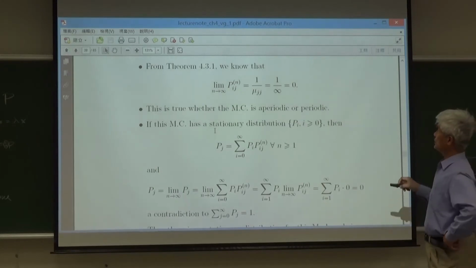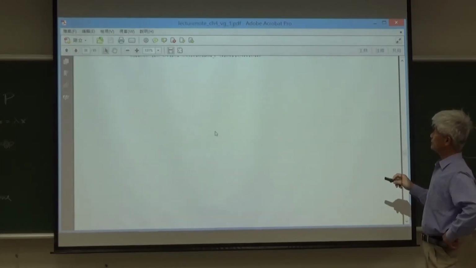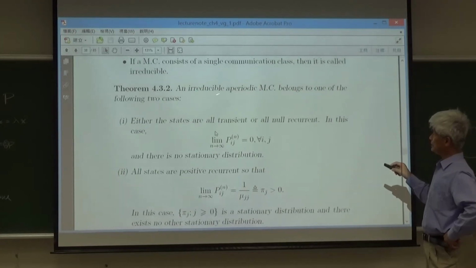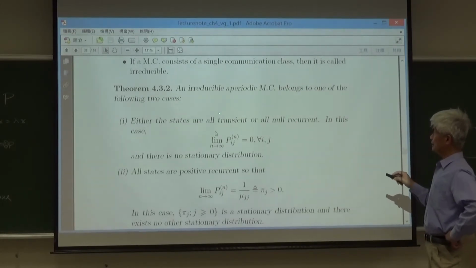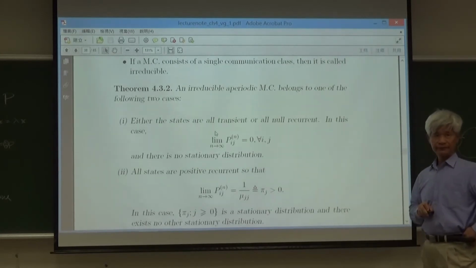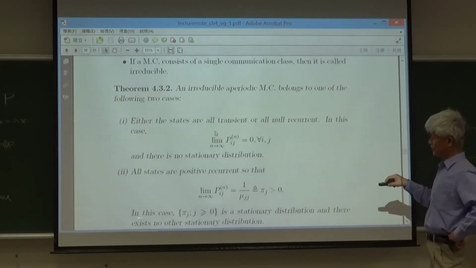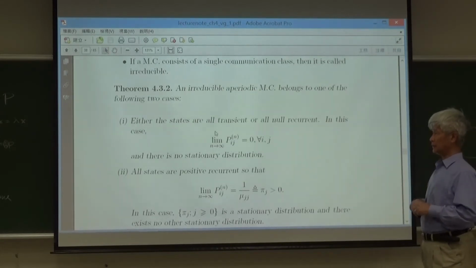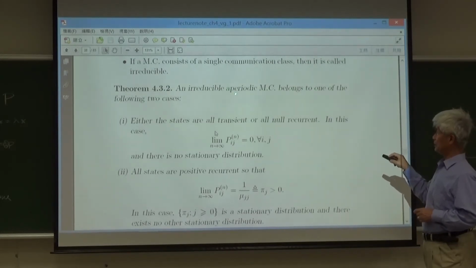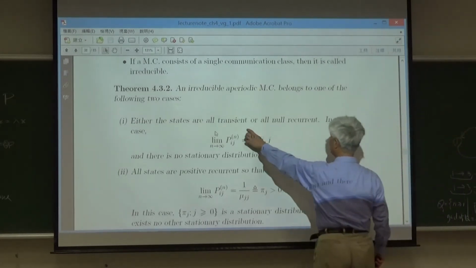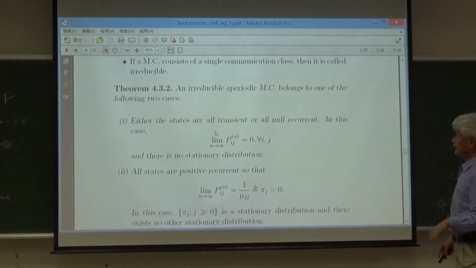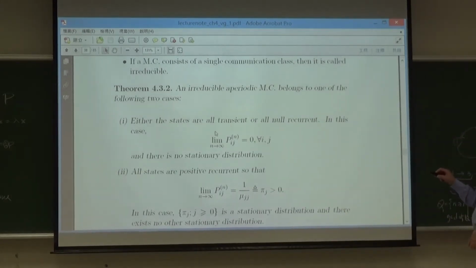So for an irreducible periodic or aperiodic Markov chain which is transient or non-recurrent, the Markov chain does not have a stationary distribution. Actually, we have a much stronger result, because this is true for irreducible aperiodic and irreducible periodic Markov chains, if the Markov chain is transient or non-recurrent. Okay, so we settle the case.